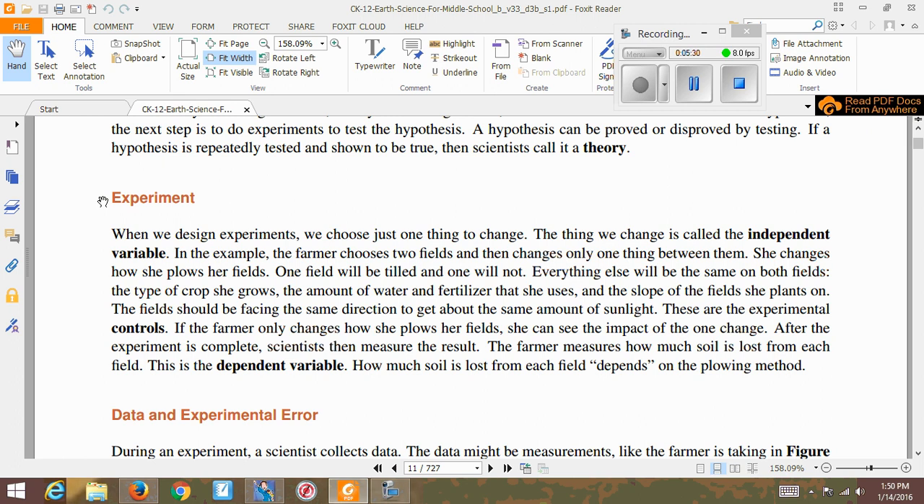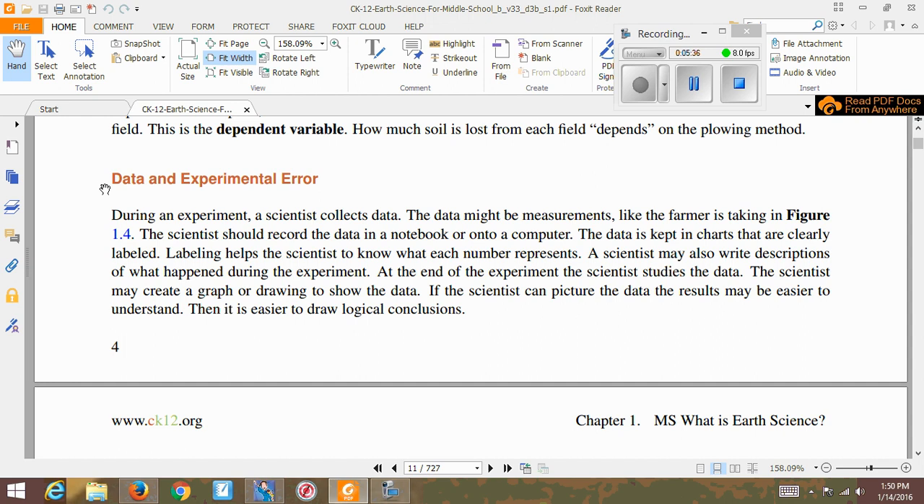Data and experimental error. During an experiment, a scientist collects data. The data might be measurements like the farmer is taking in figure 1.4. The scientist should record the data in a notebook or onto a computer. The data is kept in charts that are clearly labeled. Labeling helps the scientist to know what each number represents.